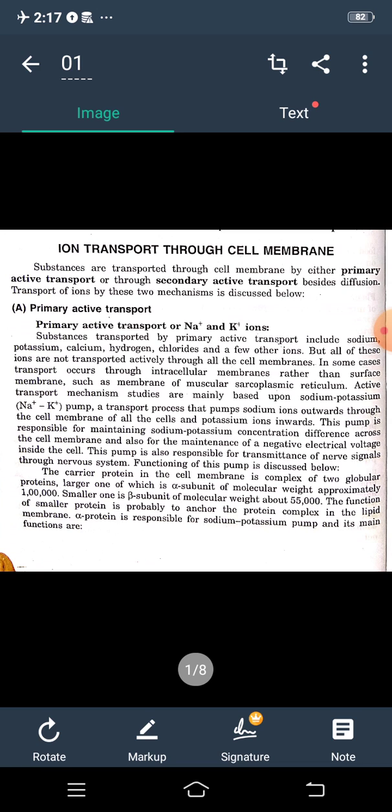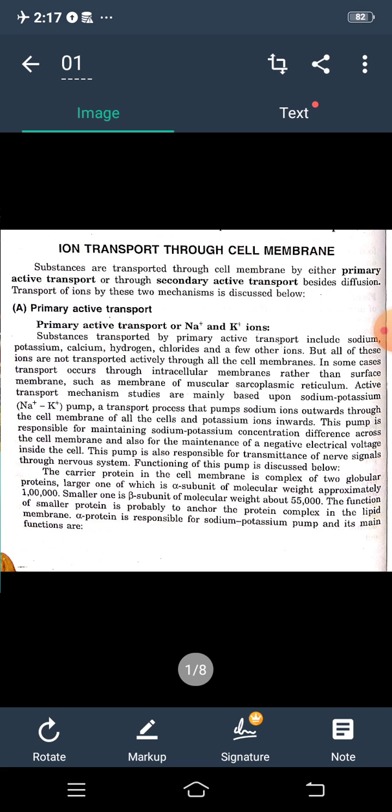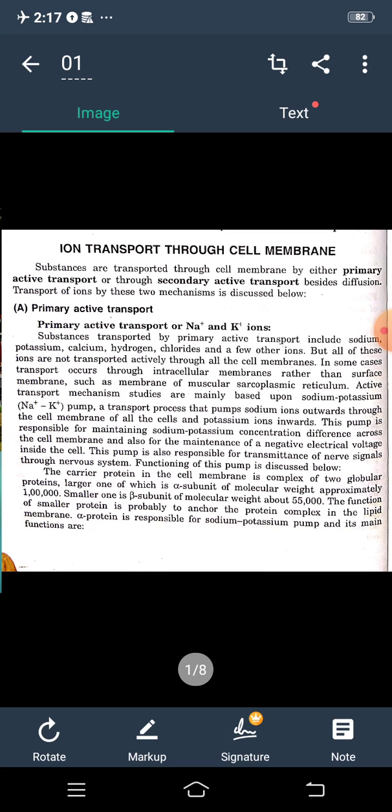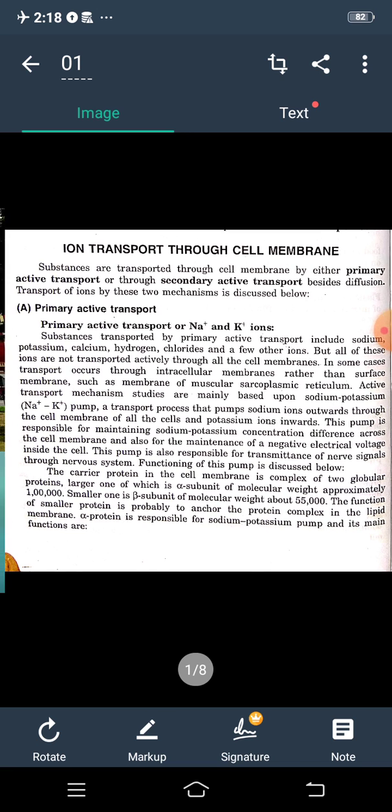This pump is responsible for maintaining the sodium-potassium concentration difference across the cell membrane and also for the maintenance of a negative electrical voltage inside the cells. This pump is also responsible for transmission of nerve signals through the nervous system. Functioning of this pump is discussed below.